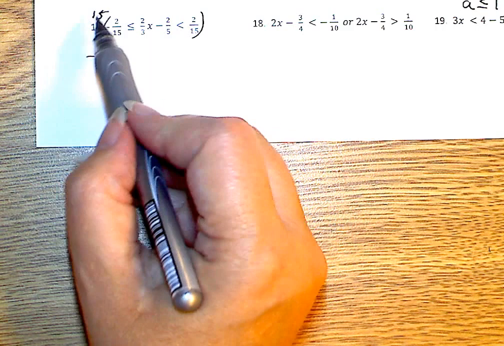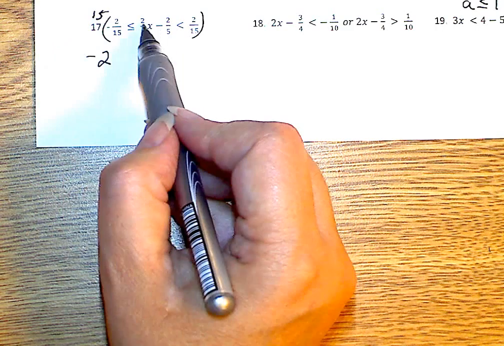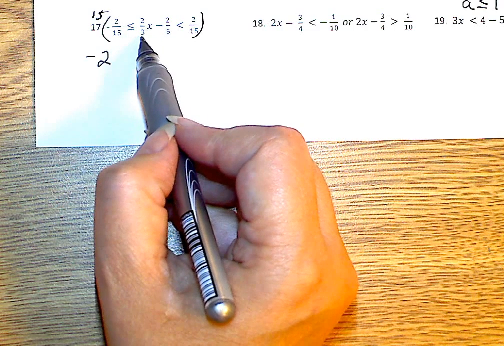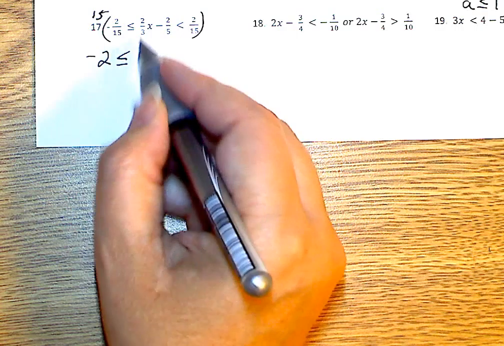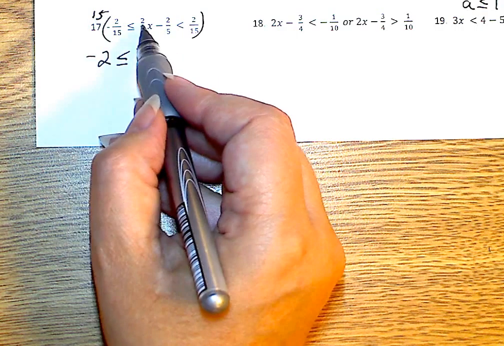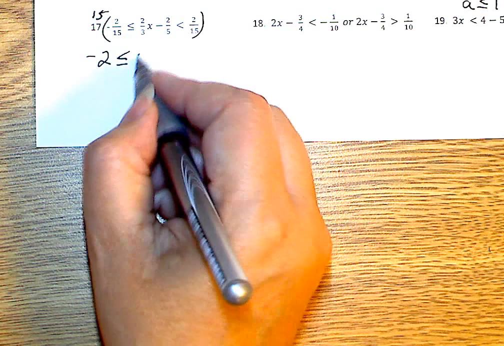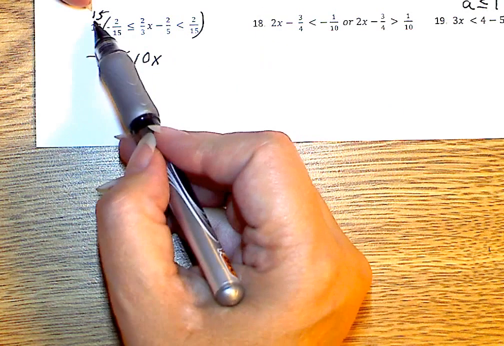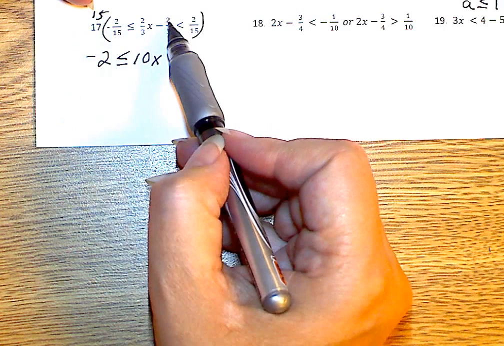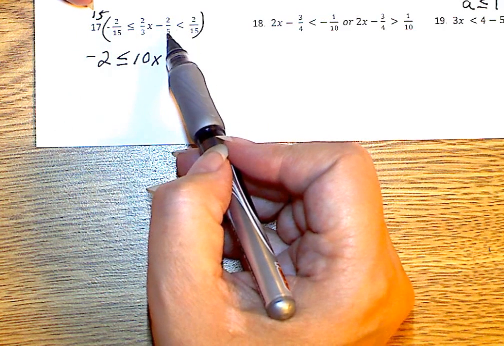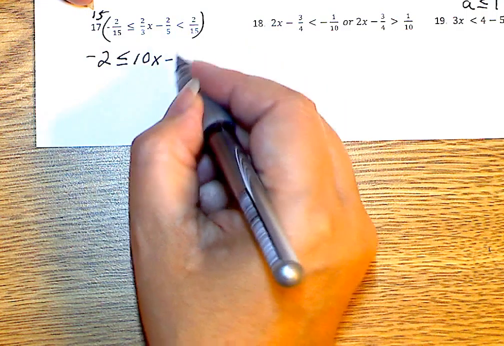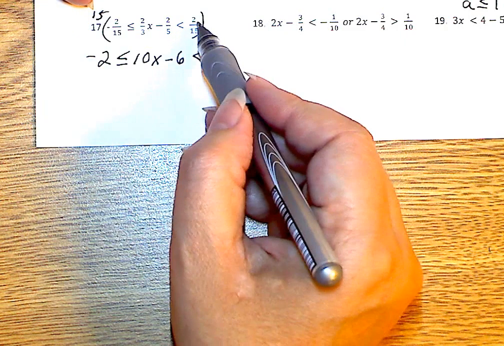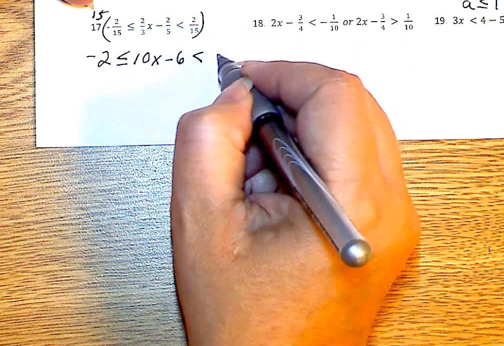Then you go 15 times 2 divided by 3. So 15 times 2 is 30, divided by 3 is 10x. Still distributing. 15 times 2 gives me 30, divided by 5 gives me a negative 6. And the last one, 15 times 2 is 30, divided by 15 is 2.